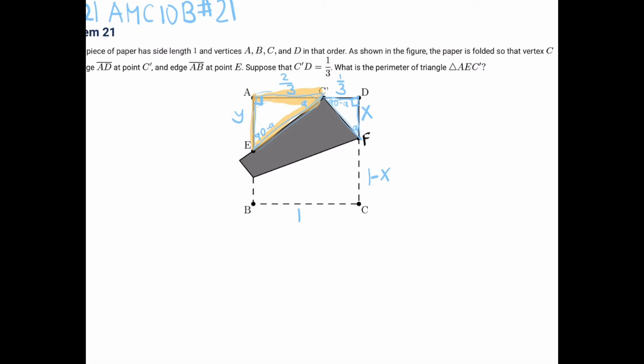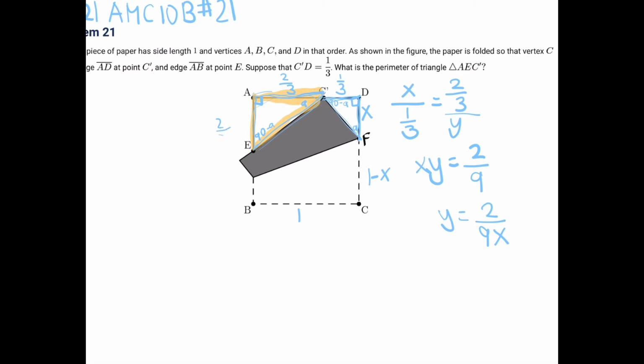So that would equal DF over C prime D, so X over 1/3, that would equal AC prime, which is 2/3 over AE. Okay, so XY would equal 2 over 9, Y would equal 2 over 9x. So let me just erase Y, 2 over 9x.